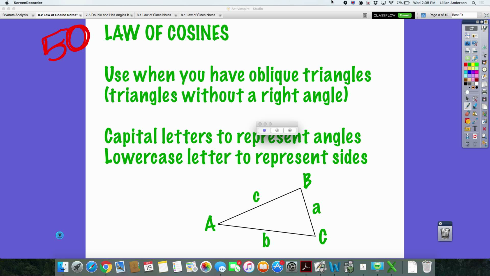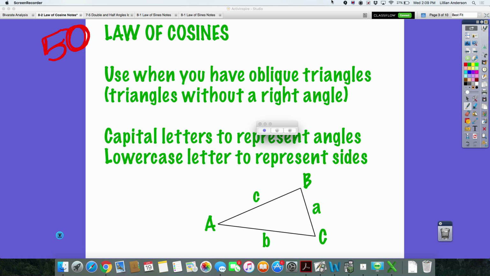So this is going on again on page 50. Law of cosines. Just like law of sines is used when you have oblique triangles. Obliques are called non-right triangles, okay? So triangles without a right angle. You don't need to write that down. You already have written that down at some point for law of sines. Law of cosines is what you can also use for non-right triangles to find side lengths and angle measures.